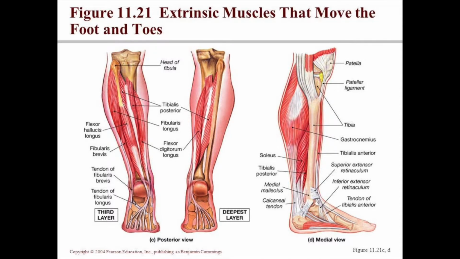The extrinsic muscles are located outside of the foot in the lower leg. The gastrocnemius muscle, otherwise known as the calf, is the largest. They have long tendons that cross the ankle to attach to the bones of the foot and assist movement.